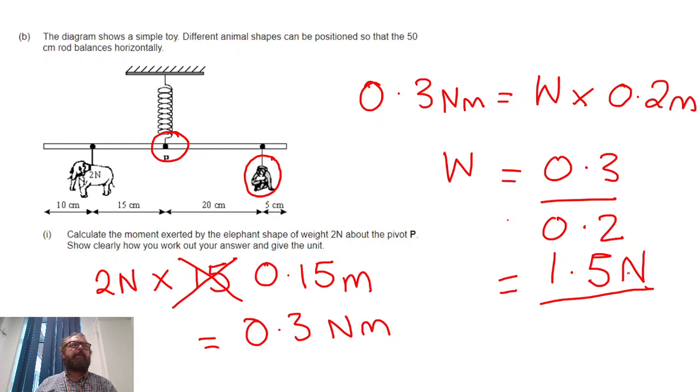We can double check our answer here and ask, would this balance? 2 times 15 makes 30, 1.5 times 20 makes 30, and so this balance beam with the animals on will be balanced. The monkey is further away from the pivot than the elephant, so it should have a smaller weight, and it does. Our answer looks sensible.